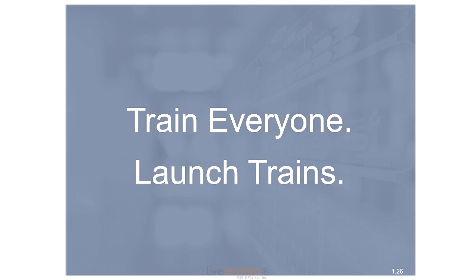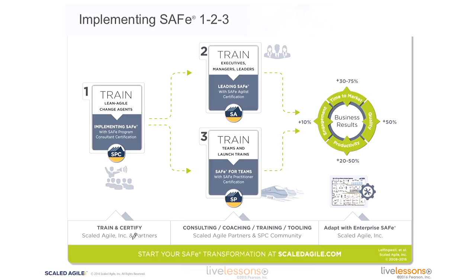This leads us to how to implement SAFe. So conceptually, we have a simple strategy: train everyone and launch trains. Let's look at that a little further. We call that implementing SAFe 1, 2, 3. So over here, you see what I've just described, right?